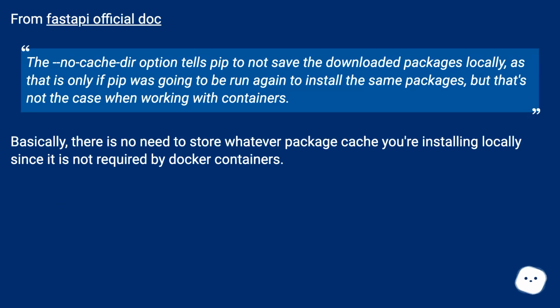From the FastAPI official doc: the --no-cache-dir option tells pip to not save the downloaded packages locally, as that is only if pip was going to be run again to install the same packages, but that's not the case when working with containers. Basically, there is no need to store whatever package cache you're installing locally since it is not required by Docker containers.